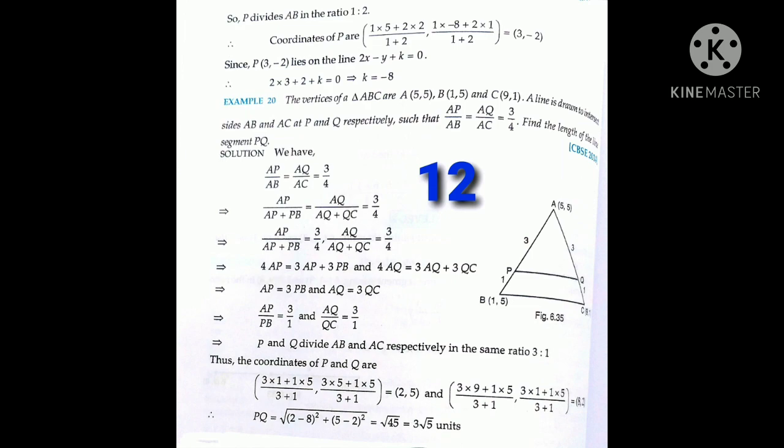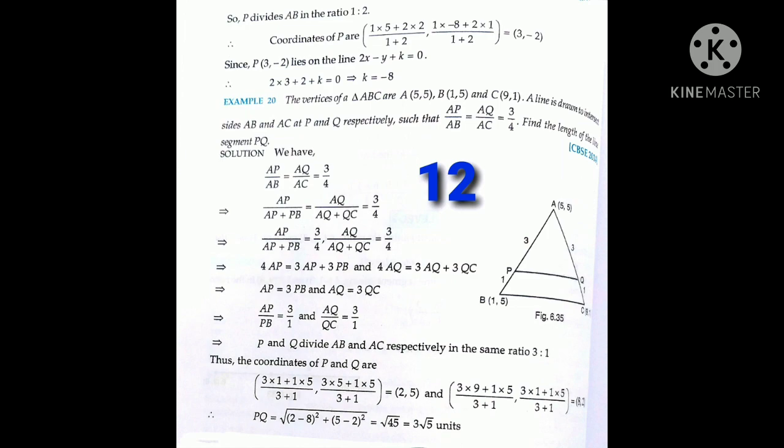The question is the vertices of a triangle ABC are A (5, 5), B (1, 5) and C (9, 1). A line is drawn to intersect sides AB and AC at P and Q respectively, such that AP by AB is equal to AQ by AC is equal to 3 by 4, right? Find the length of the line segment PQ, right? So a bit tricky it appears, but question is very simple because many things are given over here.